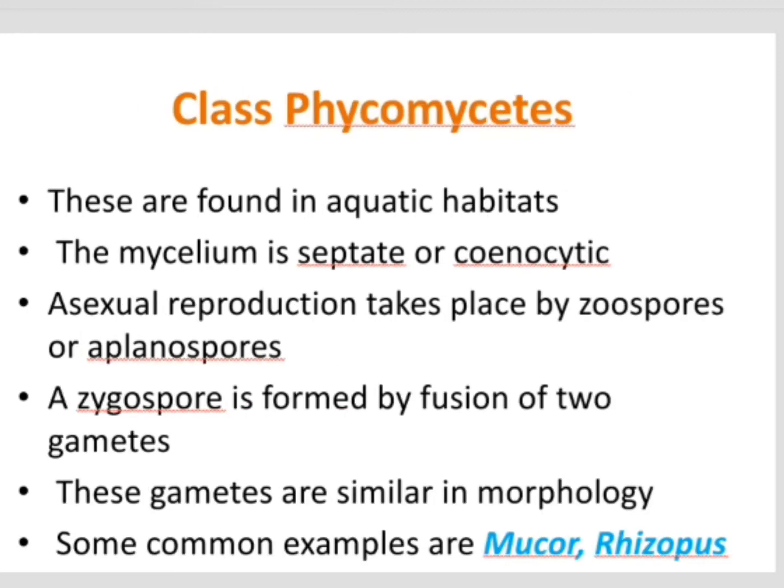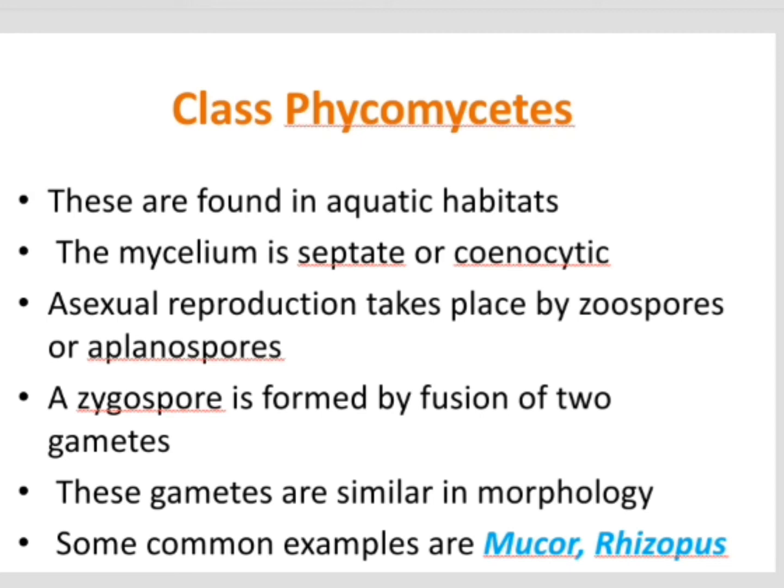First is class Phycomyces. They are found in aquatic habitat. Mycelium is septate and cenocytic. Asexual reproduction takes place by zoospores or aplanospores. The zygospore is formed by the fusion of two gametes. The gametes are similar in morphology, and examples include mucor and rhizopus.